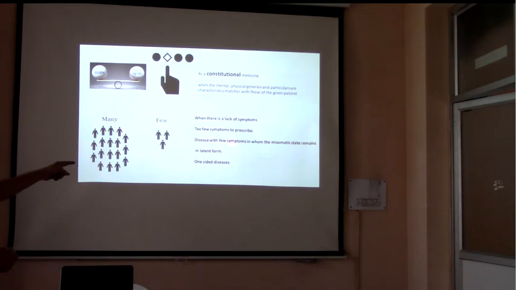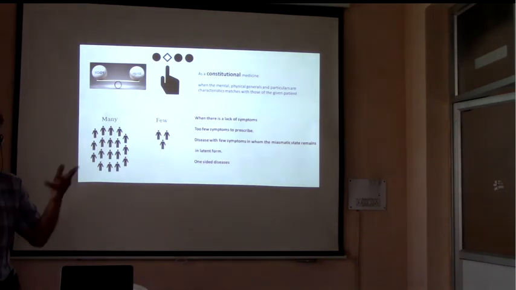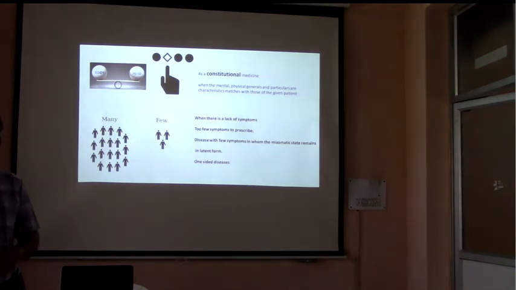This is with few symptoms in whom the miasmatic state remains in a latent form. So the miasm is not fully bloomed. It is in the latent form. It is not expressing itself in the form of symptoms, or it is expressing itself in a few symptoms. There you can think of a nosode. One-sided diseases can be an example for the indication of a nosode.